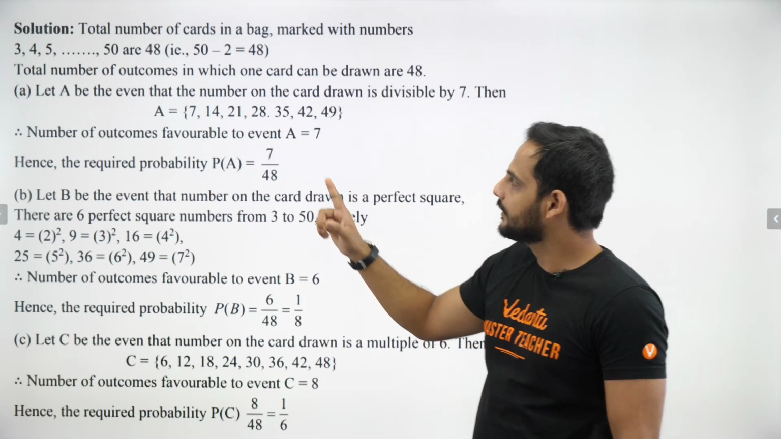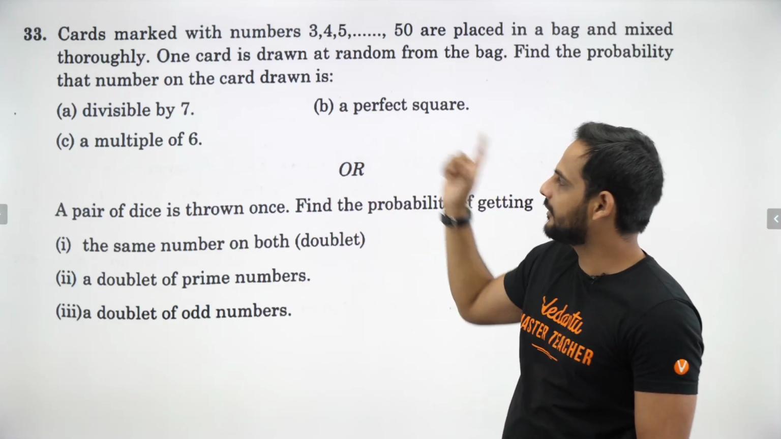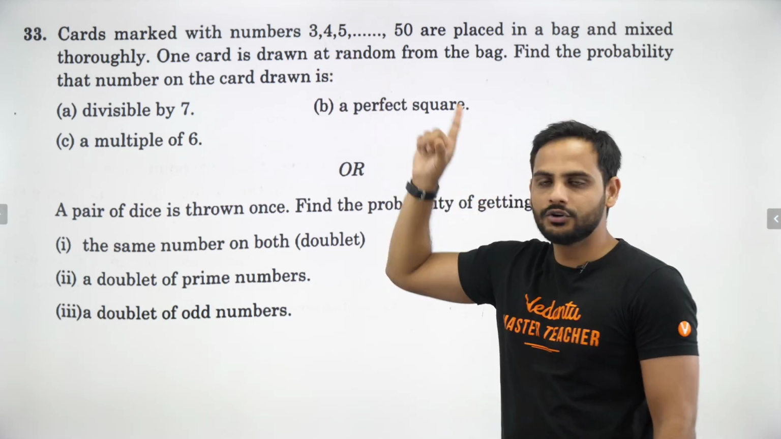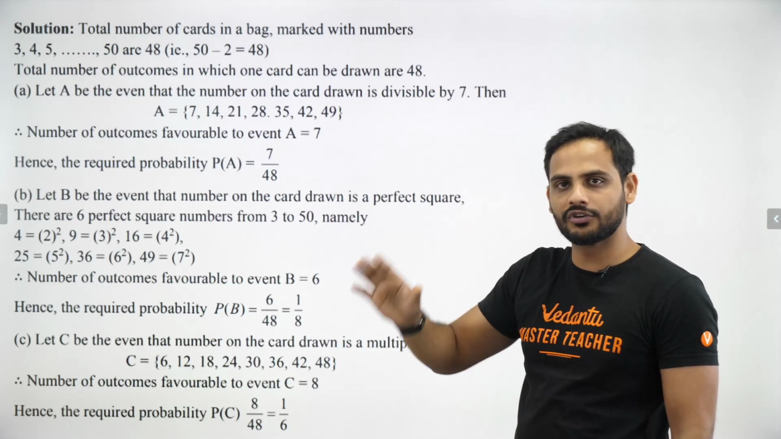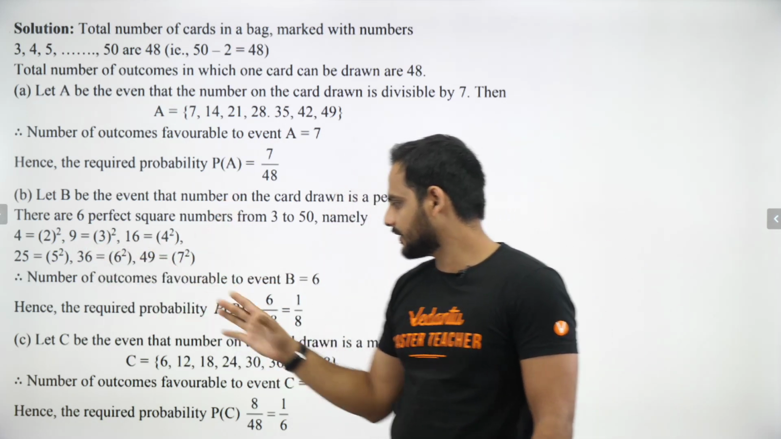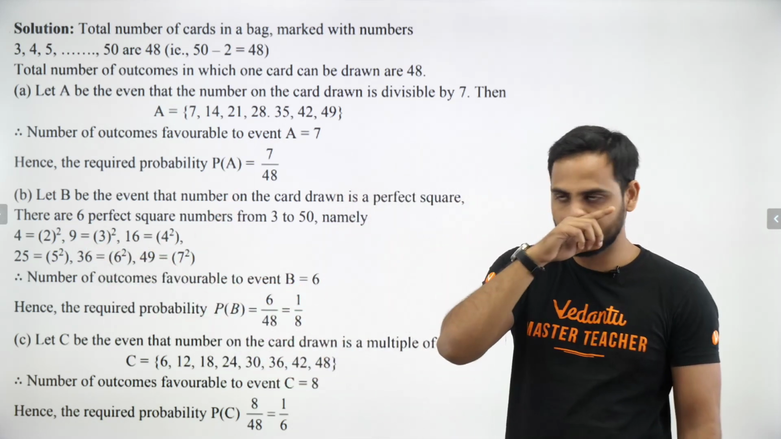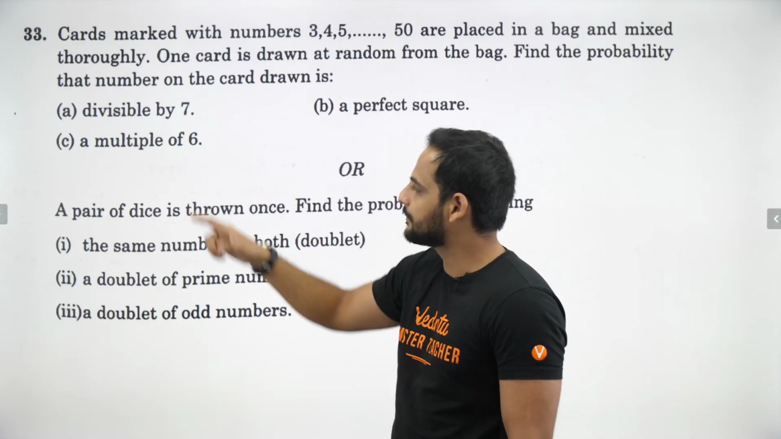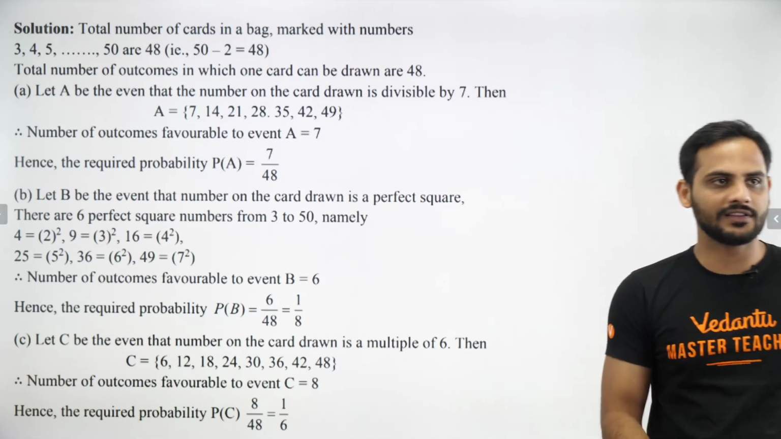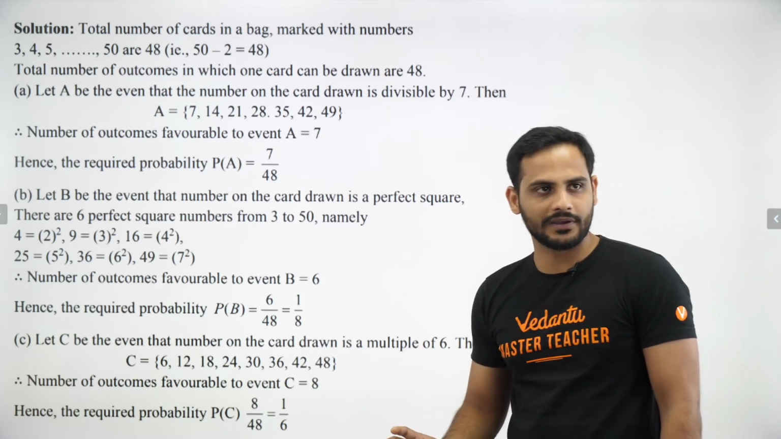Second, they are asking a perfect square. So इसमें how many perfect squares are there? देखो, 2 square is present, 3 square, 4 square, 5 square, 6 square, 7 square. So total 6 cases. 6 by 48, which is 1 by 8. And the last option they are asking is a multiple of 6. So multiple of 6 देख लो. Total 8 multiples of 6 are there. So 8 by 48, which is equal to 1 by 6.